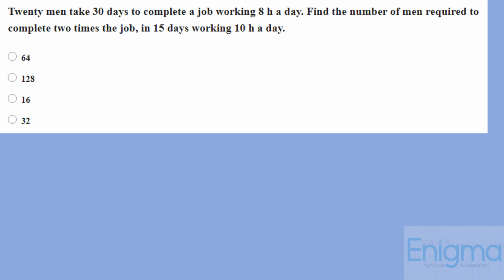20 men take 30 days to complete a job working 8 hours a day. Find the number of men required to complete 2 times the job in 15 days working 10 hours a day. This question can be easily solved by the concept of W1 upon W2 is equal to M1 D1 H1 upon M2 D2 H2. Now it is given that the next work is 2 times.